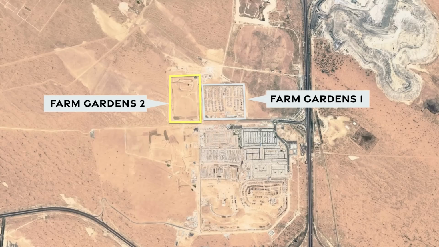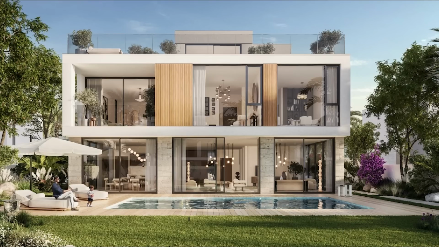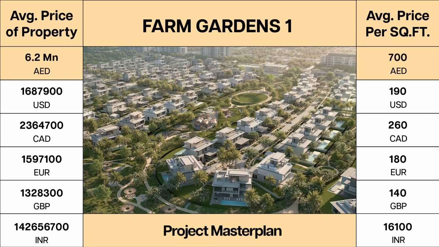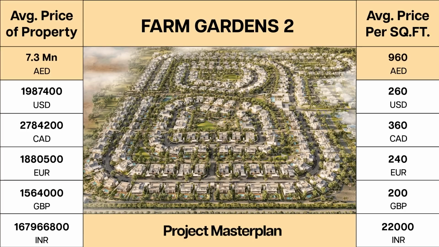Now I will speak about Farm Gardens, the villa offerings in the Valley Master Community by Emaar. They were released in 2 phases and offer one of the largest plot areas for a villa and hence very low price per square foot. It will offer its residents amazing facilities to do their own organic farming. Farm Gardens 1 is at just 700 dirhams per square foot of plot area, while Farm Gardens 2 is at 960 dirhams per square foot. These villas are at an average of 7.3 million dirhams.